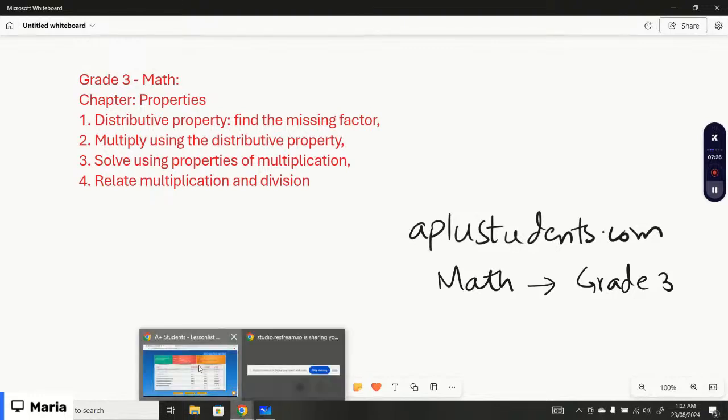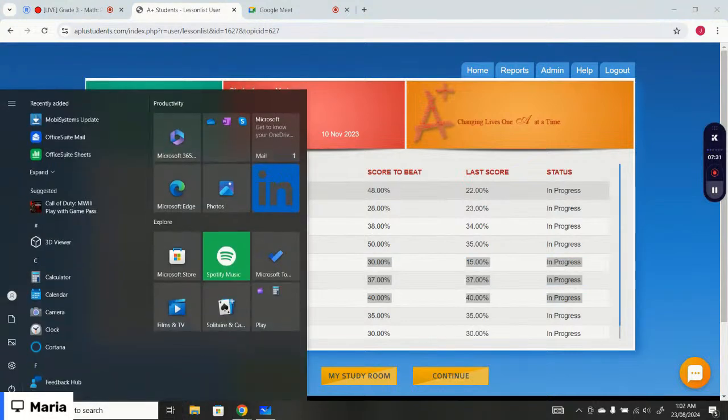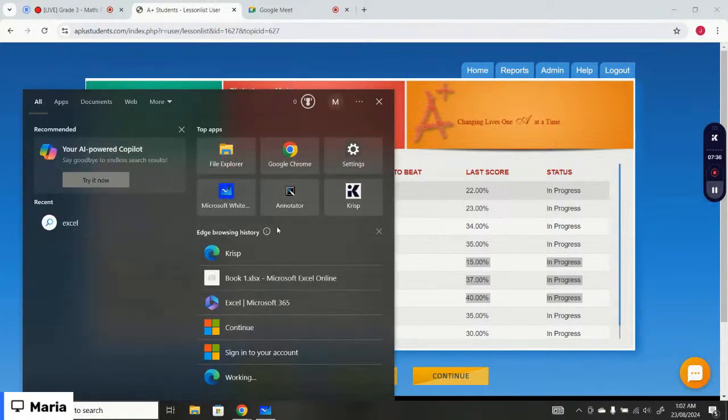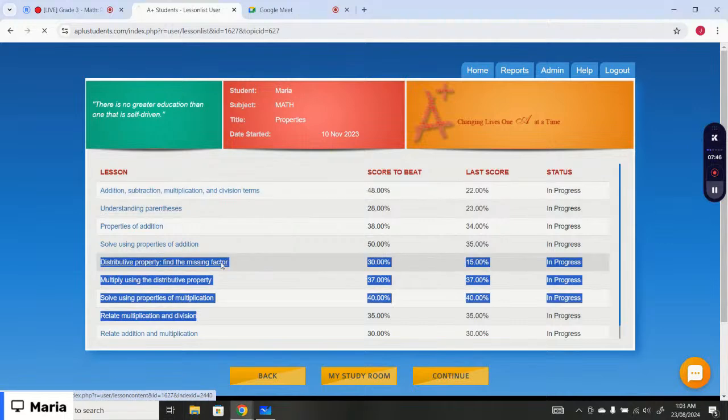Okay, so here I am on grade 3 math. We're going to start with the chapter properties. So let's just start with the lesson, that is distributive property, find the missing factor.